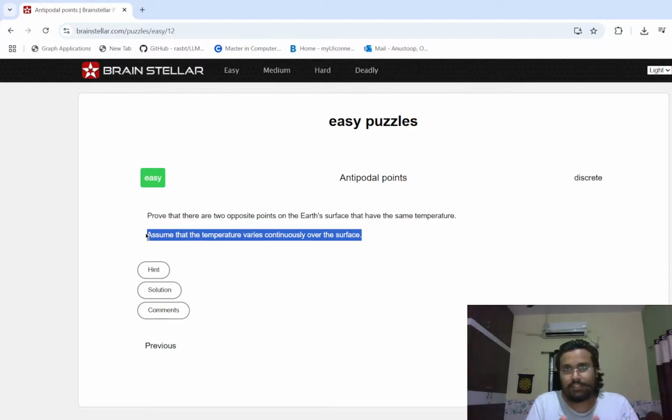Now, this is a big giveaway because when they say that temperature is varying continuously over the surface, they are basically saying that temperature can be considered as a continuous function. So with these two things in mind, temperature has been given to us to be a continuous function along the surface of Earth, and we need to prove there is at least one pair diametrically opposite such that they have the same temperature. Let's get into solving this problem.